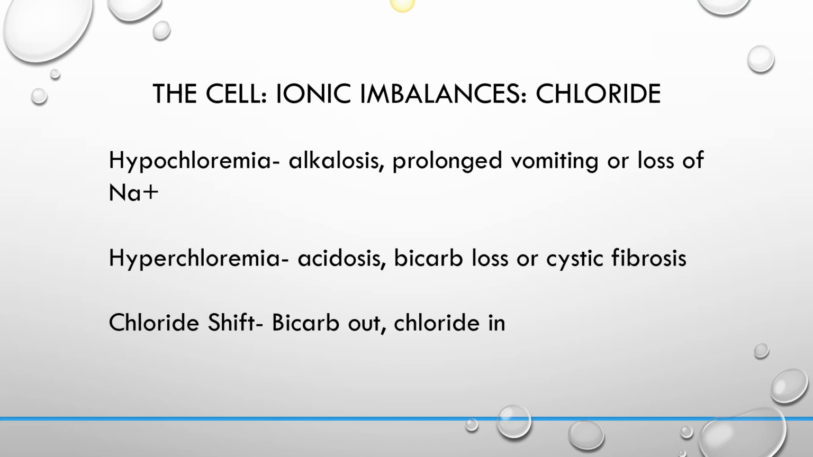Hypochloremia is referring to not enough chloride. This can lead to alkalosis, and it's usually caused by prolonged vomiting or loss of sodium. Hyperchloremia can lead to acidosis, and it can be caused by bicarbonate loss or cystic fibrosis. There's also this chloride shift phenomenon that can happen where bicarbonate goes out and chloride goes in, and that can cause all sorts of issues inside of the cell. So all of these ionic imbalances cause major changes in the body.